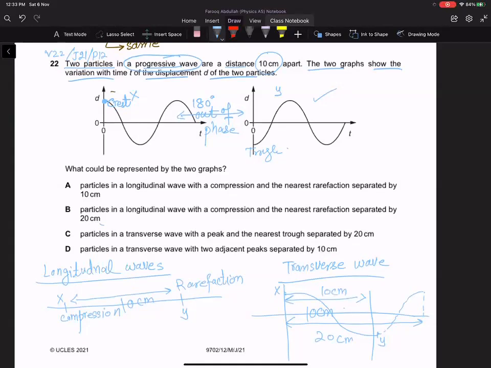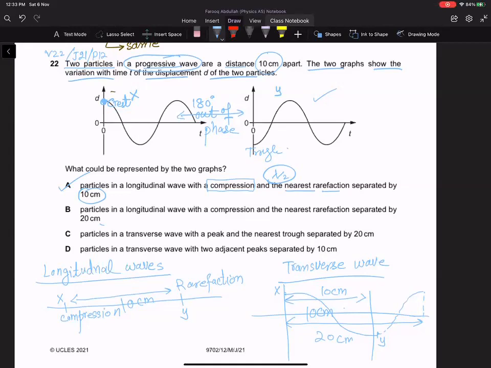So what they are saying, particles in a longitudinal wave with a compression and the nearest rarefaction, which means a distance of lambda by 2, half wavelength, are separated by 10 centimeter. It works because if x is a compression, then y will be a rarefaction and their distance is obviously 10 centimeter. Why B is incorrect?